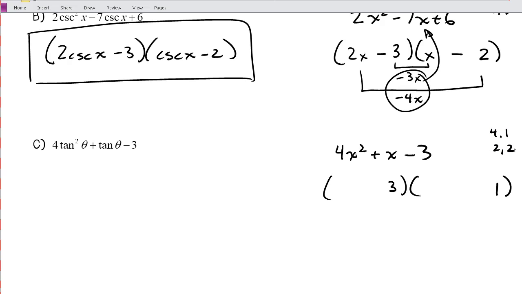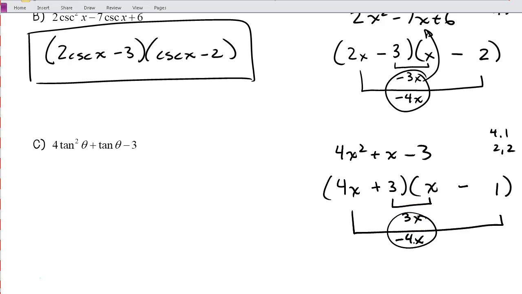And here's where you just need to try some options. And if it doesn't work out with the inner and the outer, try something else. So let's try a 4x and an x. And if I want this to be negative 3, I could put a minus here so that I get minus 4x, and put a plus here so I get plus 3x. Then I'll check my inner and outer. I get 3x on the inner. I get minus 4x on the outer, which would give me minus 1x, and I need a plus x, so that's not going to work.